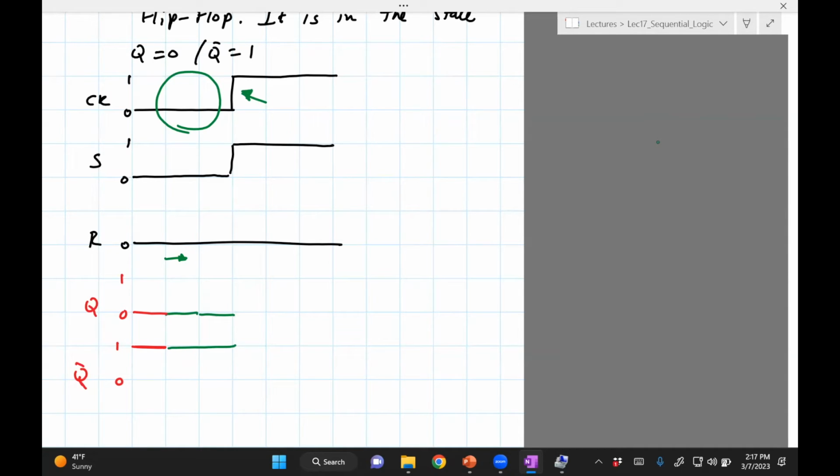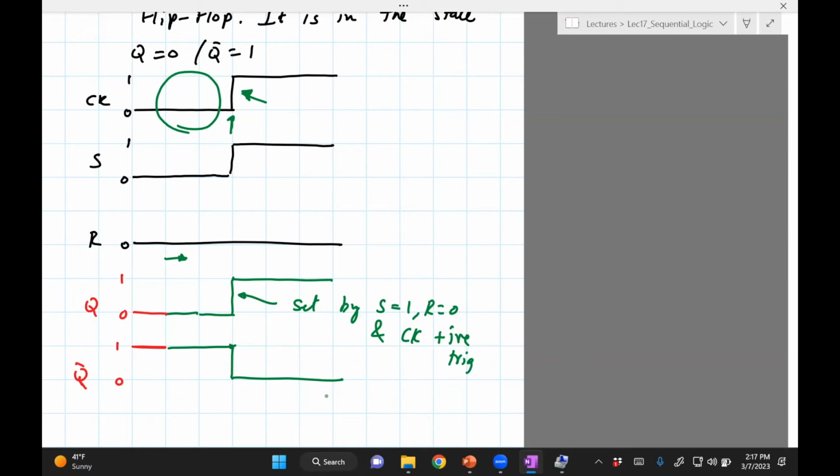Now what happens is when we come here, S becomes 1, R is 0, and we know that if there's a positive edge trigger for a positive edge triggered device, then a set will go, Q will become 1, and this will be 0. Keep going. This is set by S equals 1, R equals 0, and CK positive trigger.